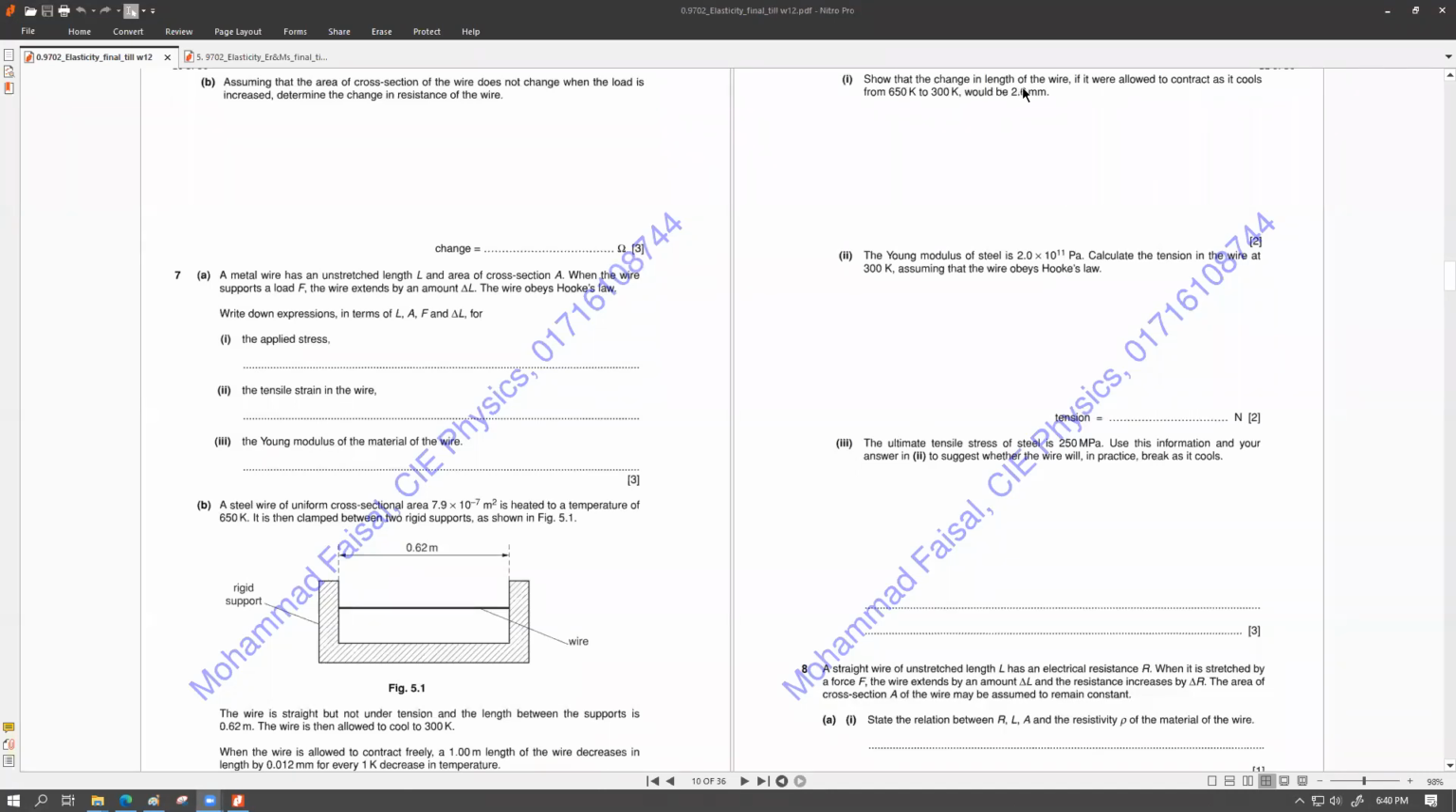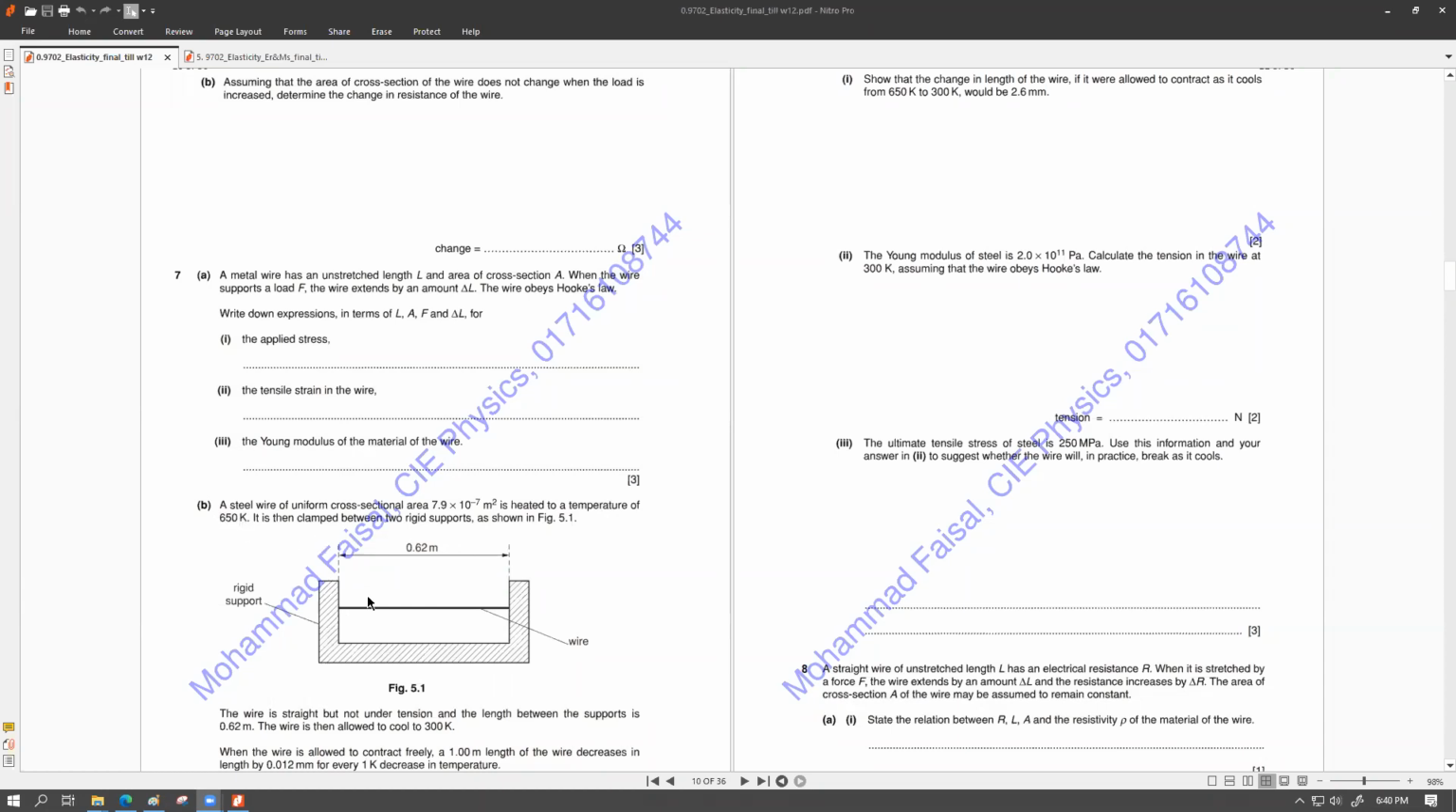So that the change in length of the wire, if it were allowed to contract as it cools from 650 Kelvin to 300 Kelvin, it would be 2.6 millimeter. Have a look and try to understand. This is a framework, a rigid support system. We have a metal wire, a steel wire, which has a uniform cross-sectional area of something. We heat it up uniformly to 650 Kelvin.